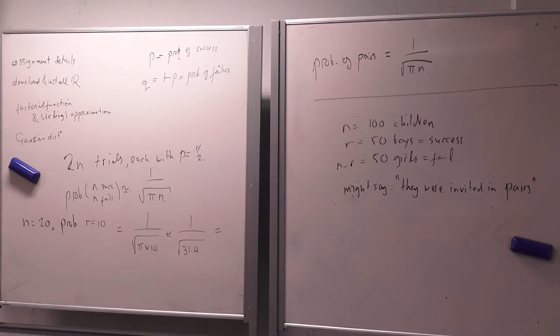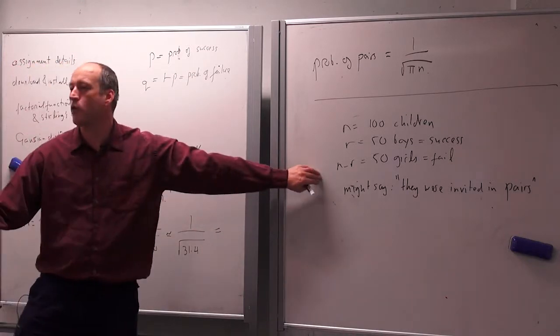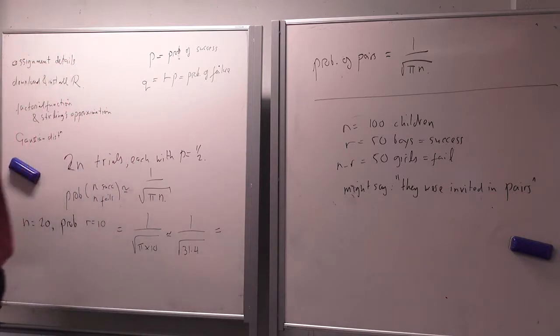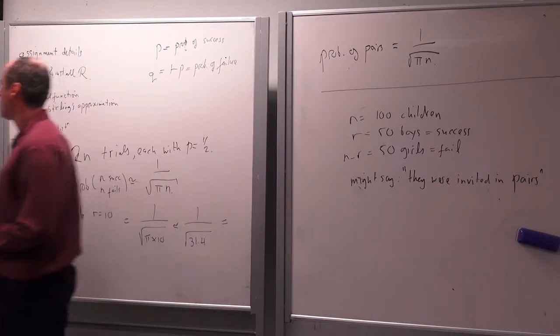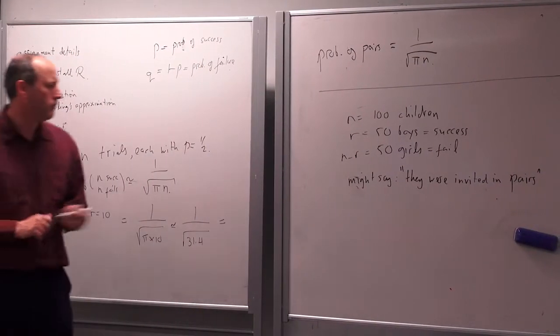There's a nice statement about the world. The hypothesis is they were invited in pairs. That's why we've got a match, because they might be dancing or something. I've got to be careful with political correctness here, but it doesn't really matter if your kids are 5 years old.